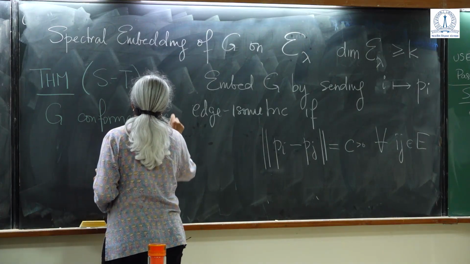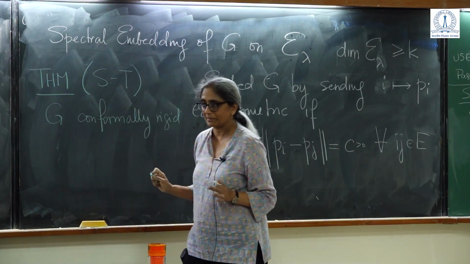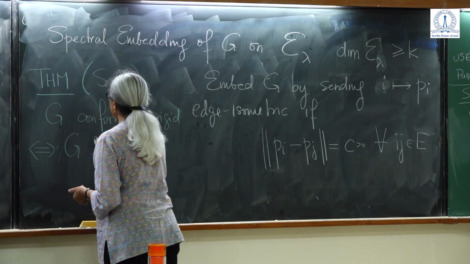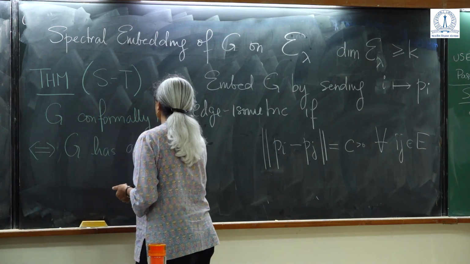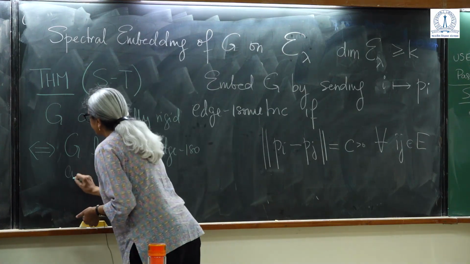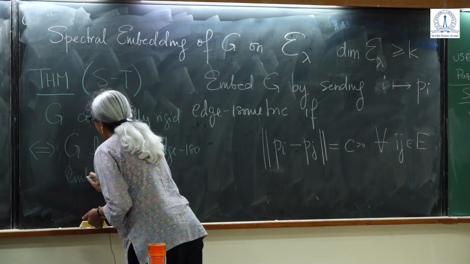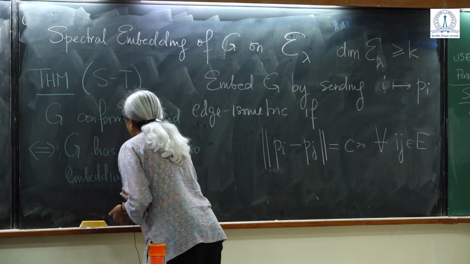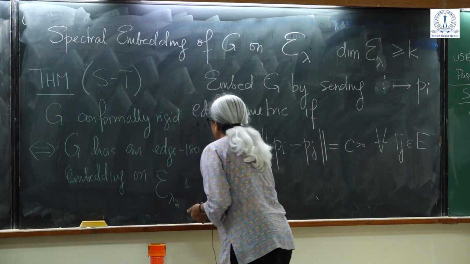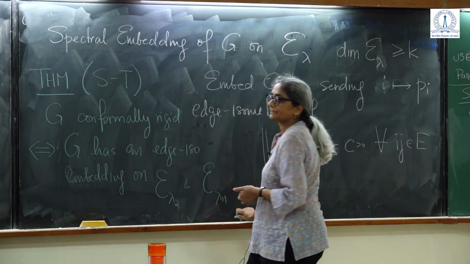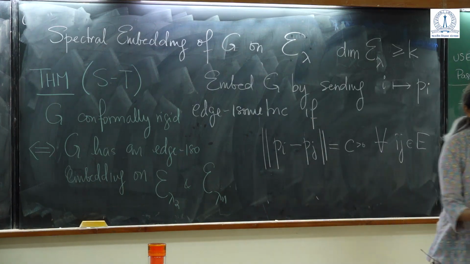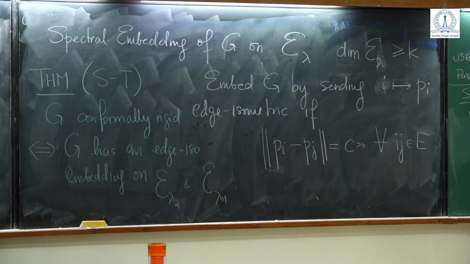You can also tease this apart and write lower conformally and upper conformally if you want. If and only if G has an edge isometric embedding on the second eigenspace and the last eigenspace. That's the result. So this is an equivalent way to look for conformally rigid graphs.